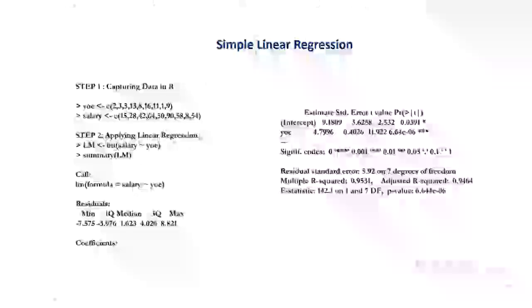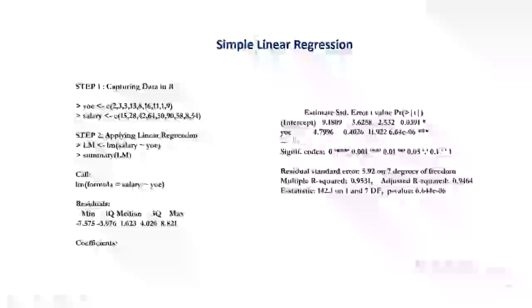In step 2, we are just fitting the model. This is the linear model, lm, with the assignment arrow, this is how we write it. Salary is the dependent variable, the independent variable is years of experience, and then you write summary of lm. This gives you some statistics: minimum, first quartile, median, third quartile, maximum value, and it also gives you the coefficients.